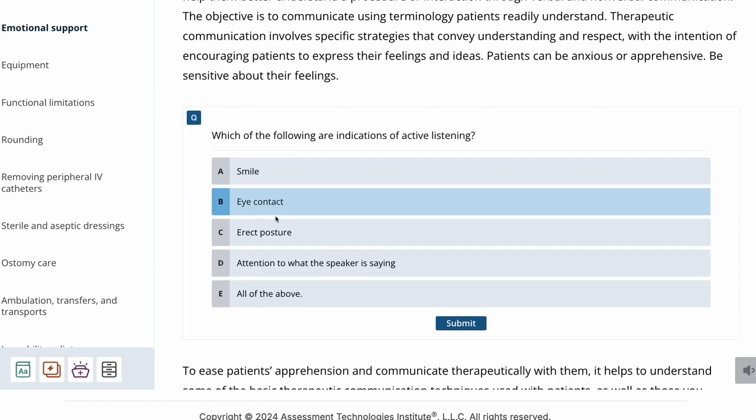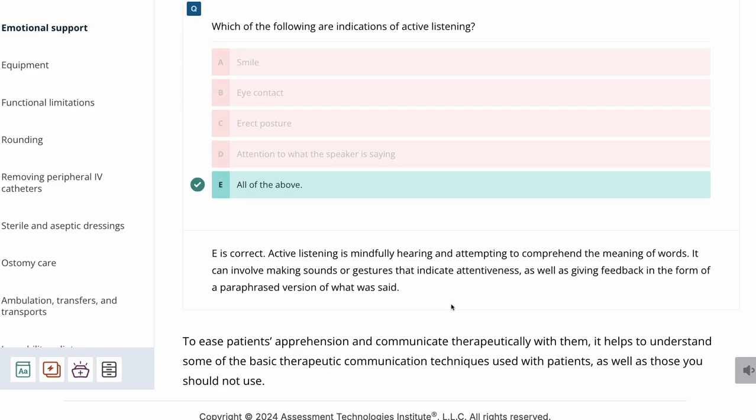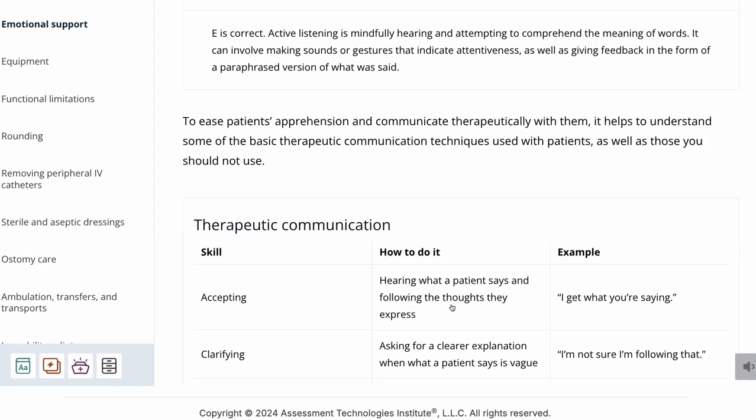Let's read the question and see if we can answer it. Which of the following are indications that you are actively listening? All of these. As long as I'm smiling, I'm making eye contact, I'm sitting up straight, I'm not looking like, girl, if you don't hurry up. I'm being respectful, I'm being attentive. All of those help a person know that I'm actually listening.